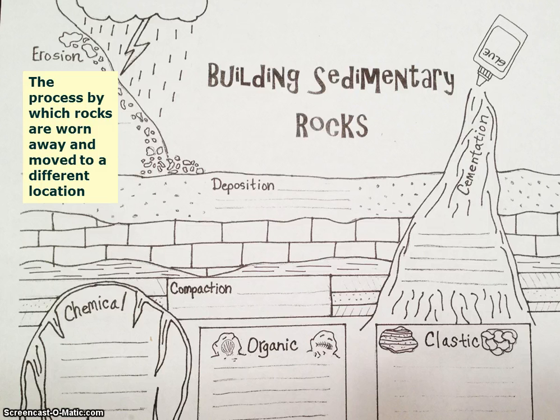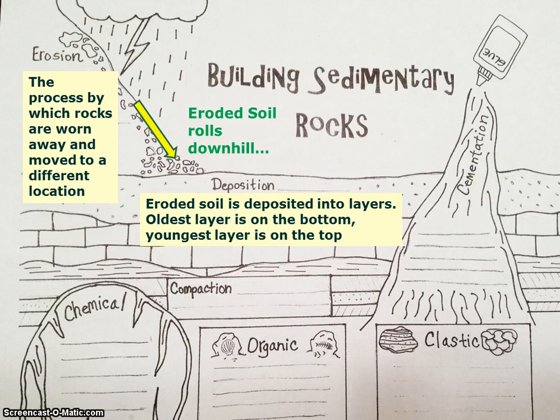Well, when all of those little pieces of rock are moved, say for instance down a hillside, very often they're moved into a low-lying area with water. Now, the next process that happens then is deposition. The eroded soil, little pieces of rock, is deposited into layers. And as more layers are deposited, the oldest layer ends up being on the bottom, and the youngest layer, of course, would be on the top.